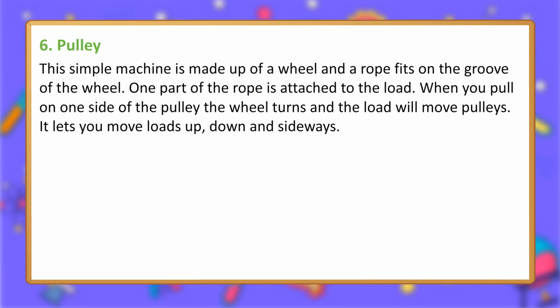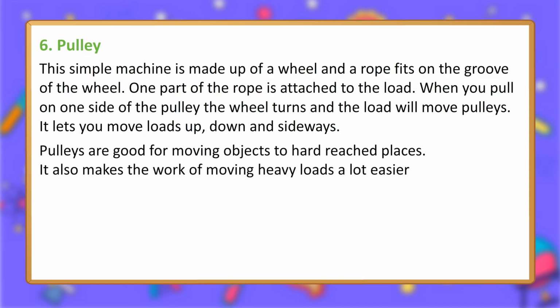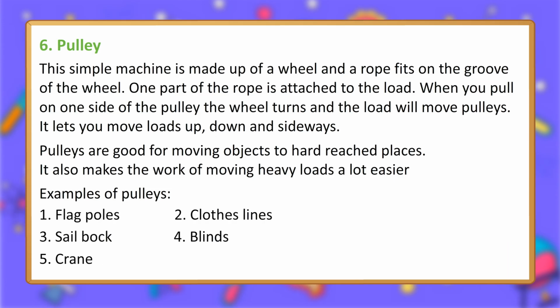6. Pulley. This simple machine is made up of a wheel and a rope that fits in the groove of the wheel. One part of the rope is attached to the load. When you pull on one side of the rope, the wheel turns and the load will move. Pulleys let you move loads up, down and sideways. They are good for moving objects to hard-to-reach places. They also make the work of moving heavy loads a lot easier. Examples of pulleys: 1. Flagpoles. 2. Clotheslines. 3. Sailboats. 4. Blinds. 5. Cranes.